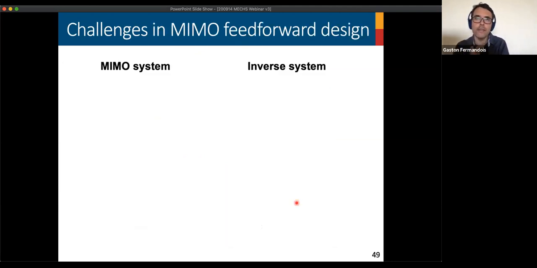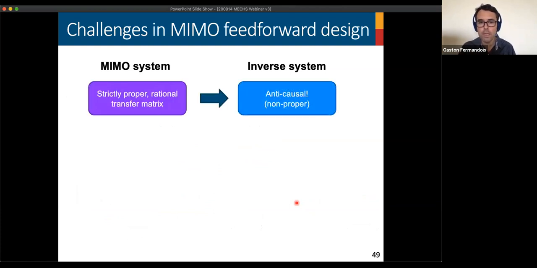But this is easier said than done, especially for multi-input, multi-output systems. When we have a MIMO system, if the MIMO system is strictly proper and is a rational transfer matrix, the inverse is anti-causal. It's non-proper, meaning that we have more zeros than poles after we create the inverse. Also, another problem that I don't explain here is that the MIMO system must have the same amount of inputs and outputs. If not, this matrix is not square. And if we have a non-square matrix, this is not invertible.